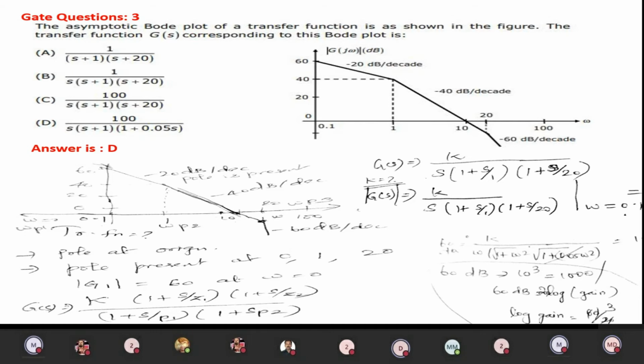So now for omega, we have to substitute; the corresponding omega value at 60 dB is 0.1. So therefore 0.1 we are going to substitute. Okay, so if you do that, you can determine the k value. So k value is obtained as 100. You can substitute that into the transfer function, simplify that, and you will get the correct answer as 100 divided by s into (s plus 1) into (1 plus 0.05s). So this will be your correct answer for this problem.